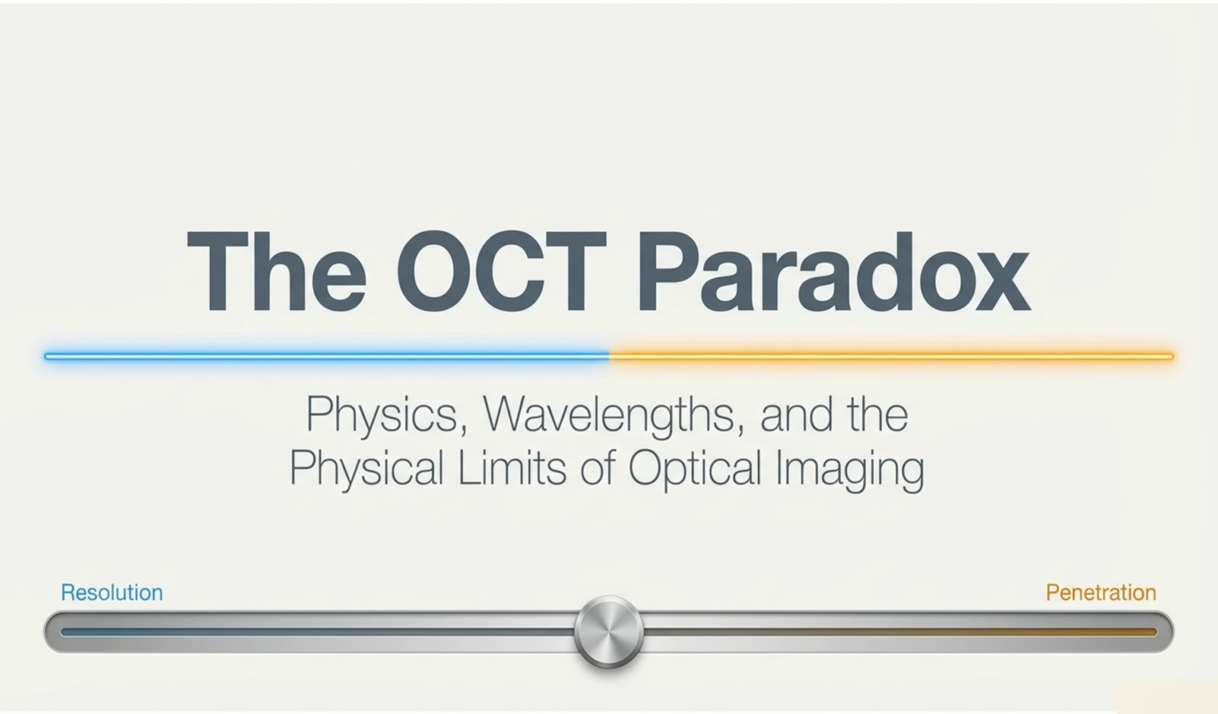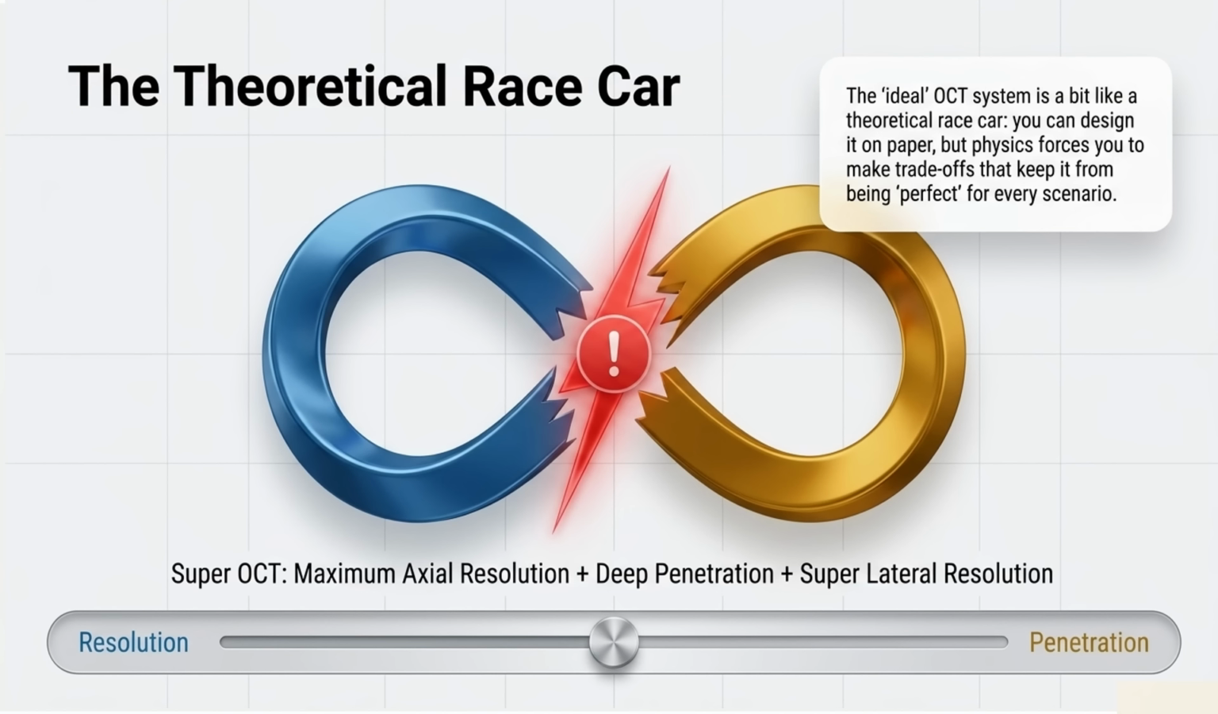Now I want you to understand this term, which is the OCT paradox. As you know, the word paradox means that there is some controversy between one aspect and another. In OCT, if you want a very high resolution, this cannot be attained with high penetration at the same time. So this is the paradox of the OCT, and it is due to physical barriers. In the next discussion, we'll speak briefly about why we cannot have an ideal super OCT that has maximum axial resolution with deep penetration and super lateral resolution.